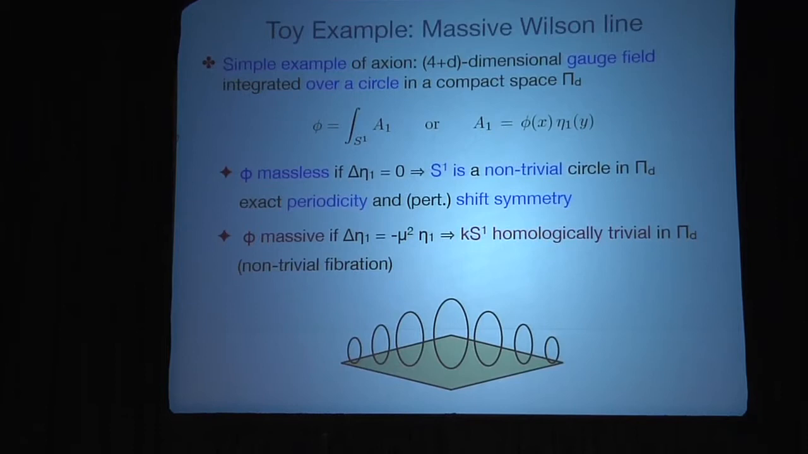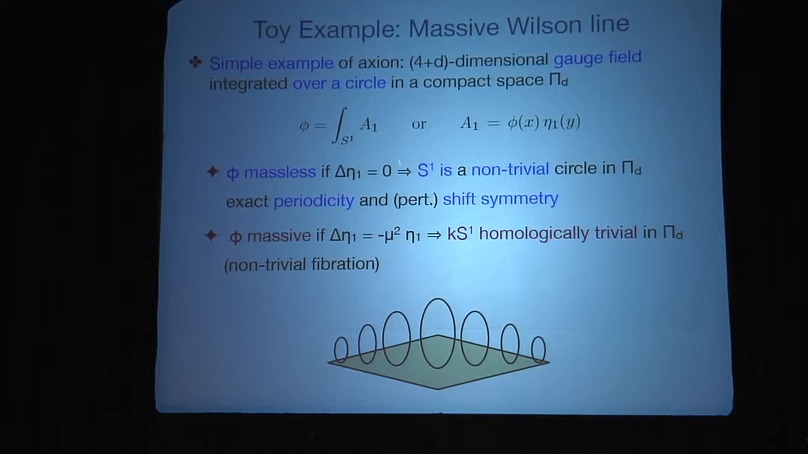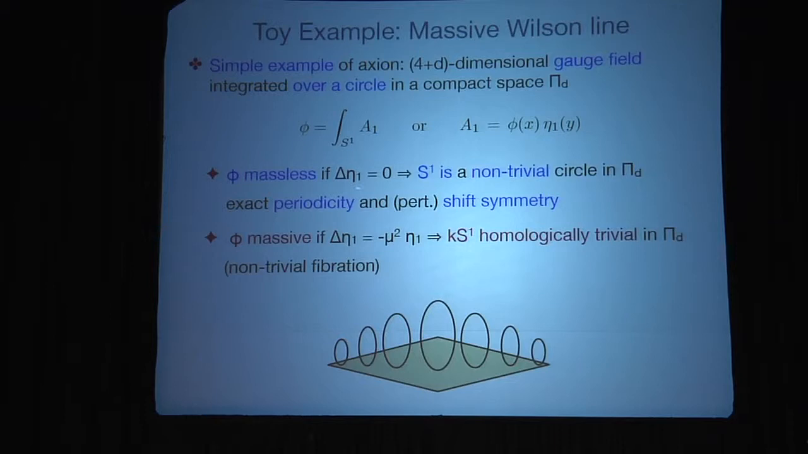Now, if this one-form on which you are dimensionally reducing your gauge boson, an internal one, is massless, then basically this corresponds to the fact that the circle over which you are integrating is non-trivial. And well, this gives you, as I said before, a perturbative shift symmetry and an exact periodicity. Okay? Now, if on the contrary this one-form is massive, it's an eigenform of the Laplacian, but it's not a zero eigenform. Okay? So the eigenvalue is not zero.